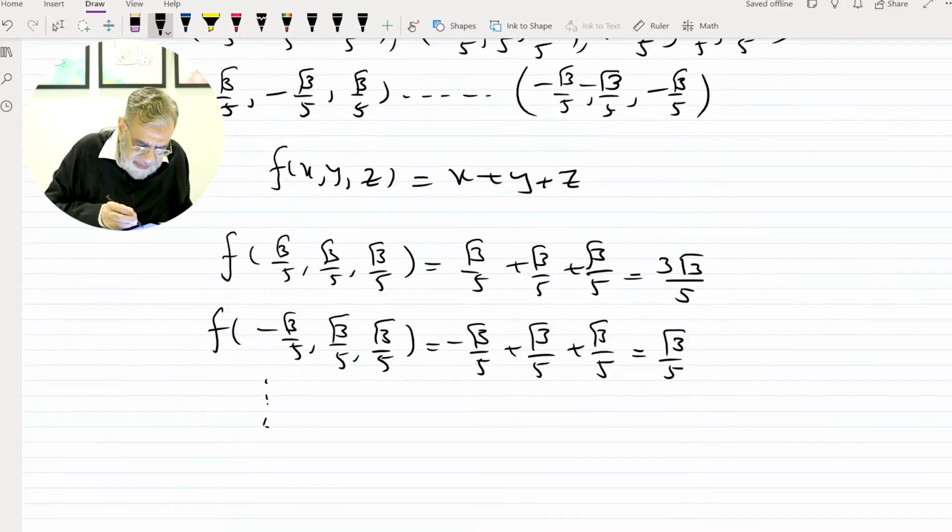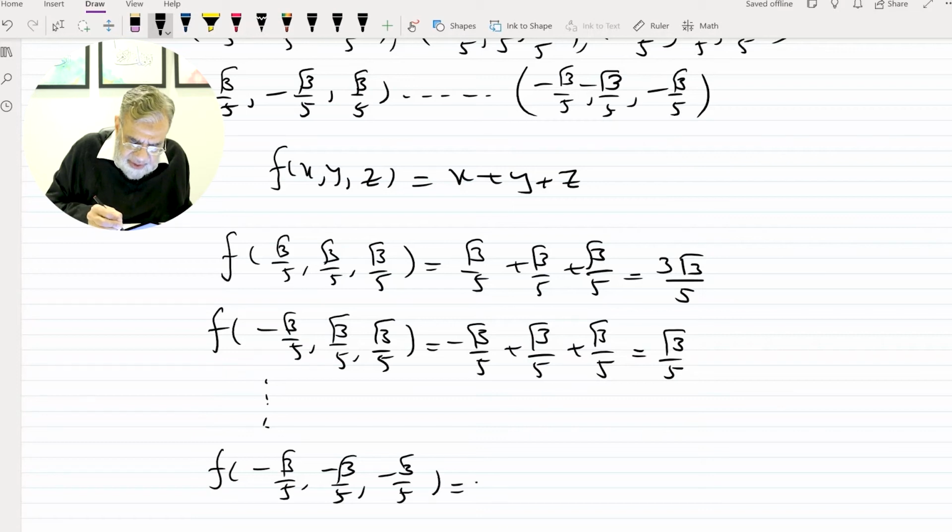When I get here all the values negative, f of (minus root of 3 over 5, minus root of 3 over 5, and minus root of 3 over 5), I'll get here minus root of 3 over 5, minus root of 3 over 5, and minus root of 3 over 5. So that gives me minus 3 root 3 over 5.